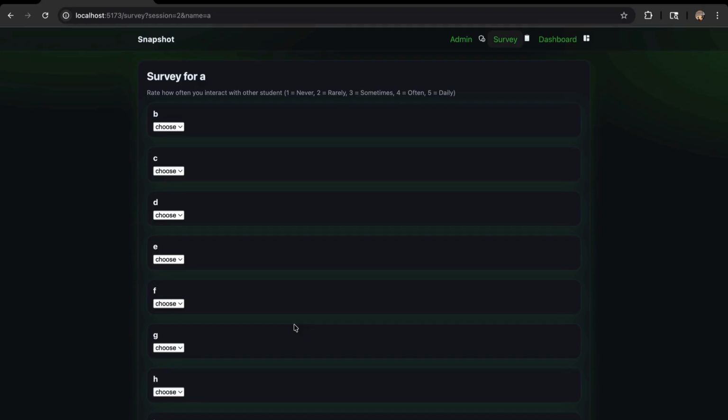Students answer on a scale from 1 to 5, from never to daily. And that's all the input Snapshot needs to generate a complete picture of the class social dynamics. Let me show you how it works.